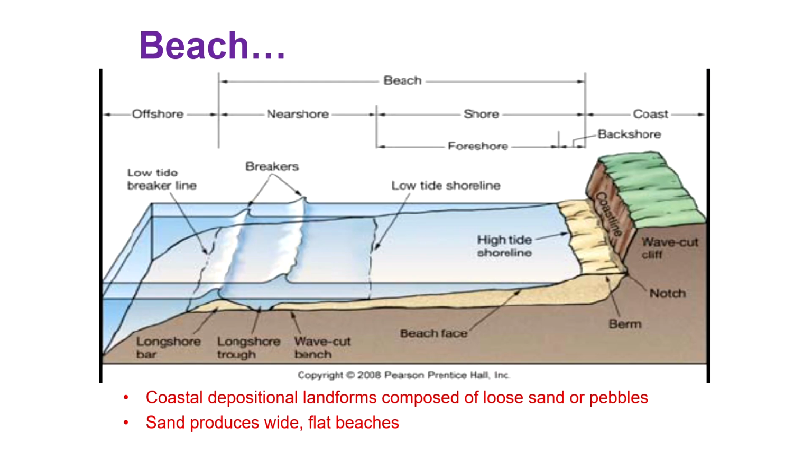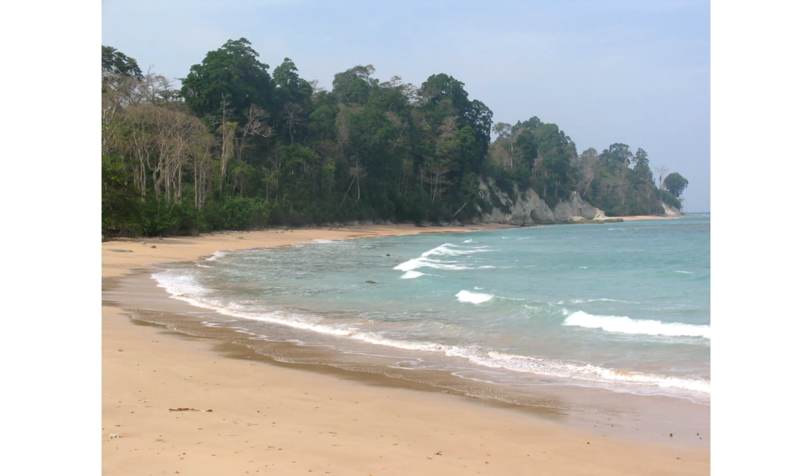landforms, and mostly the depositional landforms are composed of loose sand and pebbles, okay, and they will produce a very extensive flat landform, that is your beaches. Okay. So, these are examples of beaches from Andaman, and as well as what you see here is the sea cliff. Okay. So, you have erosional as well as depositional landforms. So, this will become your depositional landform.